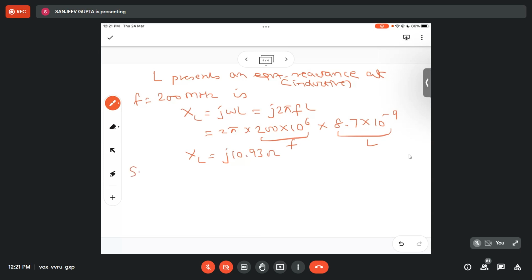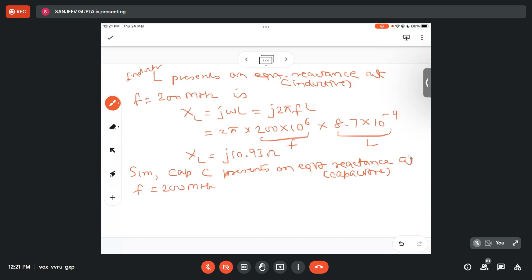Similarly, we calculate the capacitor, which is my C. So this is your inductor, as you have seen. It will present again an equivalent reactance, but this reactance will be a capacitive reactance, which we say is typically negative, at the same frequency.